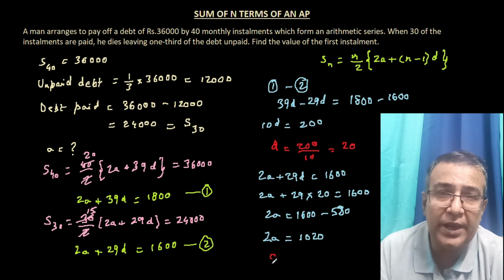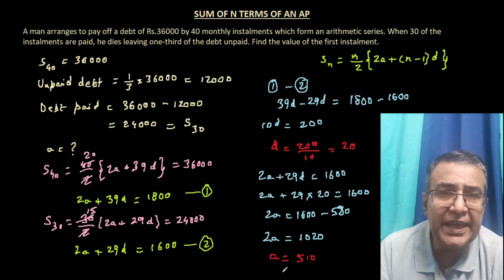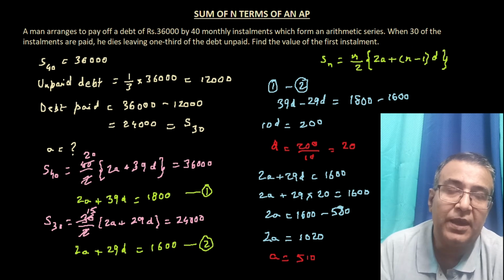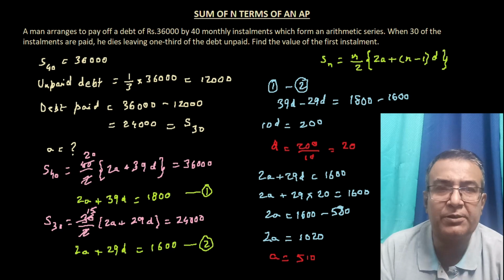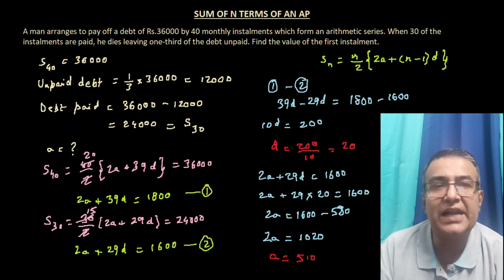1,020, and therefore a will be equal to half of that. Dividing by 2, we get 510. And a is what needed to be found out, since that's the value of the first installment. So therefore a is equal to 510, or the first installment that he paid was 510, and then every month he increased it by 20 rupees, so it became 530, 550, and so on.